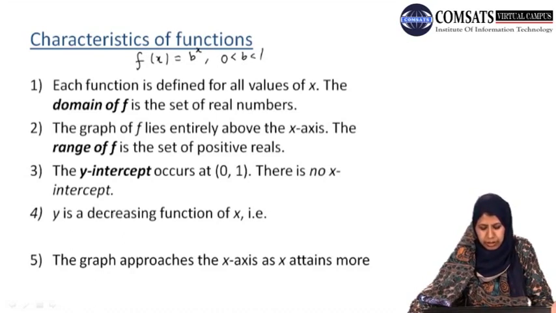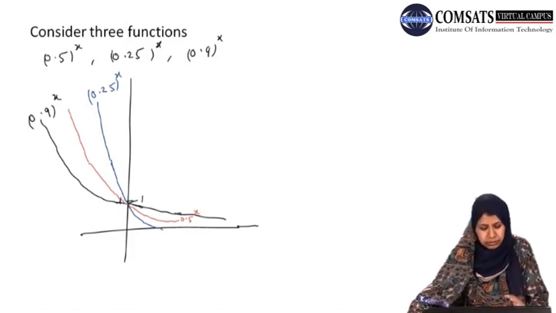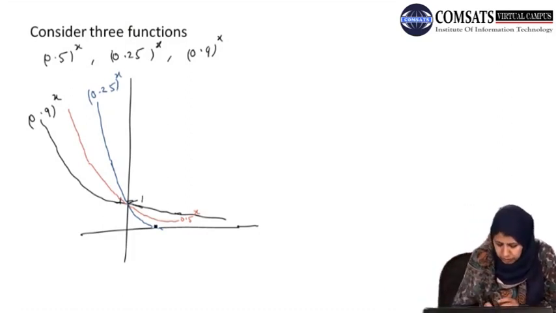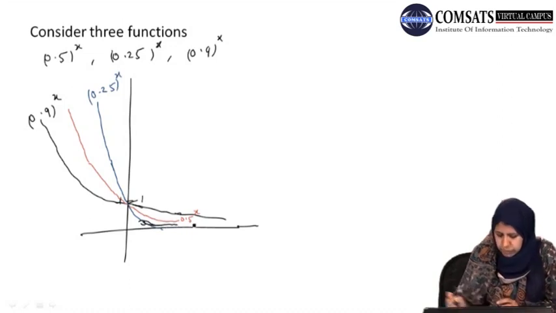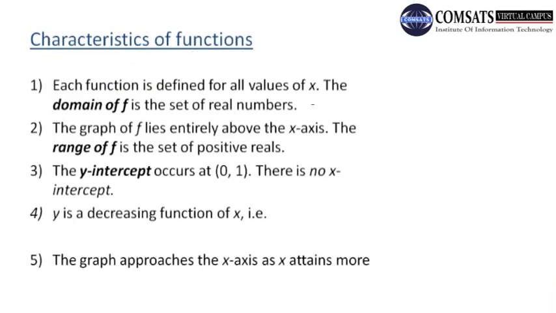Okay, let's go back to the graphs. Yes, every graph passes through the y-axis at 1, and there is no x-intercept. It means that all these lines continue towards the positive x-axis, but they never intersect our x-axis.